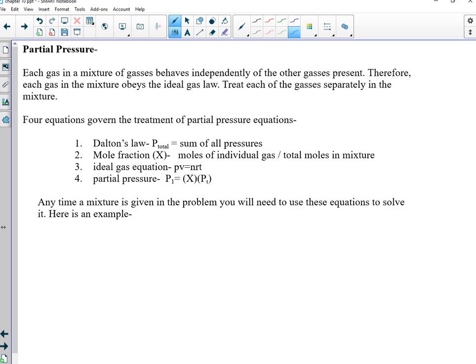For this little part: each gas in a mixture of gases behaves independently of the other gases present. Therefore, each gas in the mixture obeys the ideal gas law. Treat each of these gases separately in the mixture.